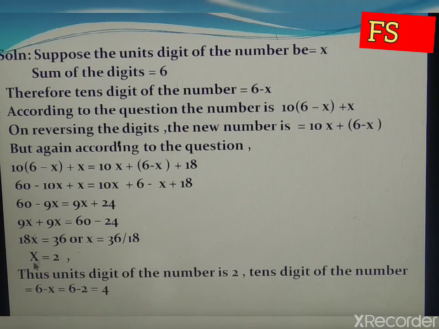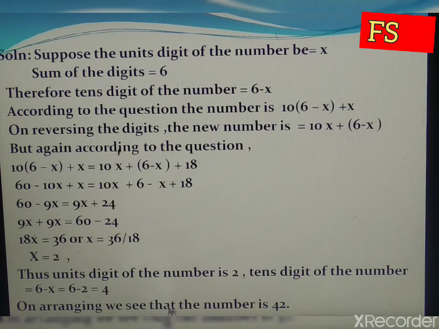So the units digit of the number is 2 and the tens digit of the number will be 6 minus x. It means 6 minus 2 is equal to 4. So on arranging, we see that the number is 42, because the units place is 2 and the tens digit came out to be 4. So the number came out to be 42.